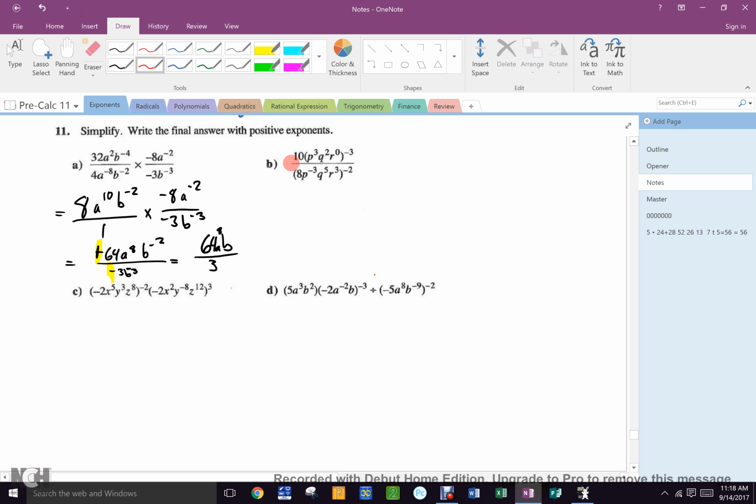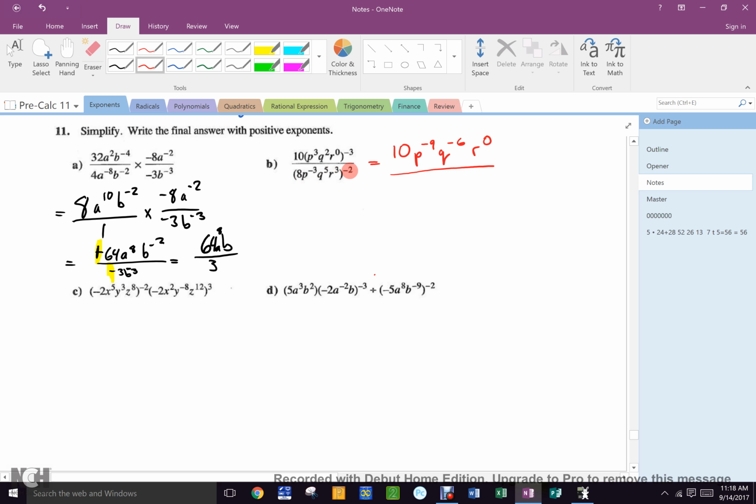This is what I was talking about in the review. This 10 is outside of this base, so that 3 doesn't touch it. So I still have 10, but I have p to the negative 9, q to the negative 6, and r to the 0. Now, some of you want to do something with those negatives right now. Don't, because there's r's and p's and q's on the bottom, so things might change.